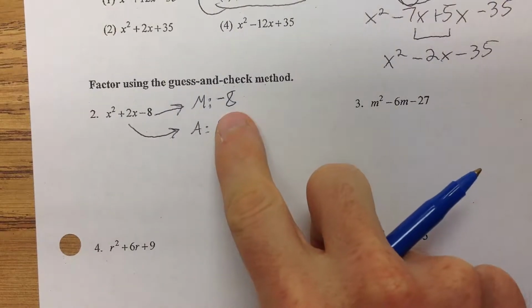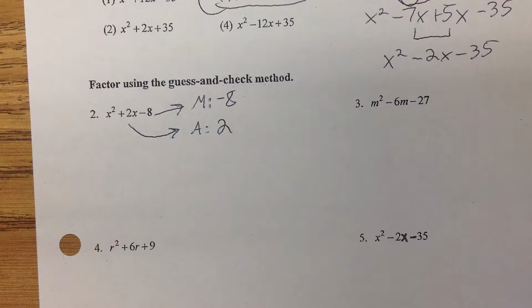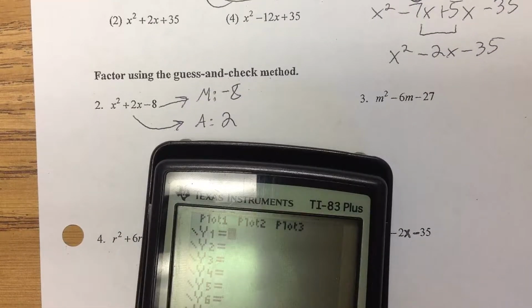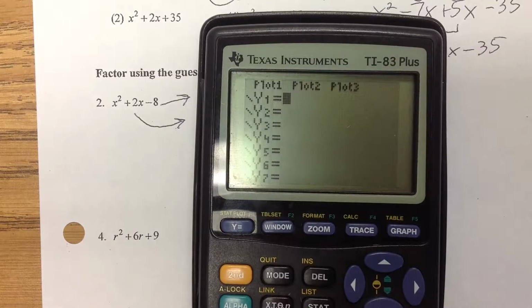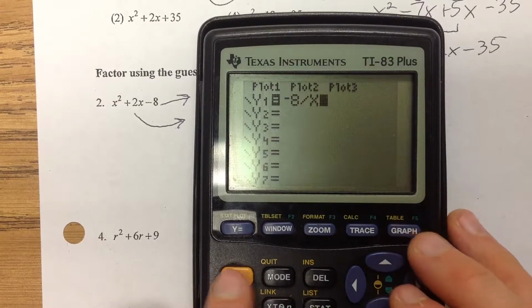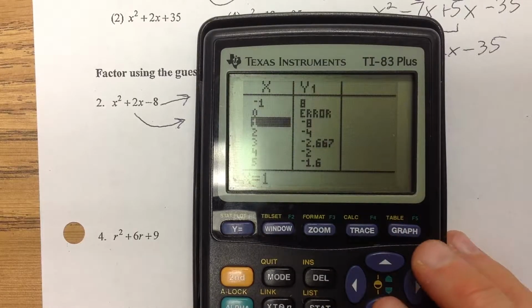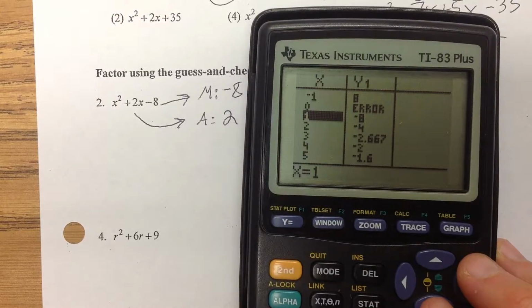Now to multiply to a negative number, that means one of our terms is going to have to be positive and one of our terms is going to have to be negative. But we can still use the calculator the same way we used it on the last homework. We can say negative 8 divided by x. We can go to second graph. And now we just have to say, all right, 1 plus negative 8.